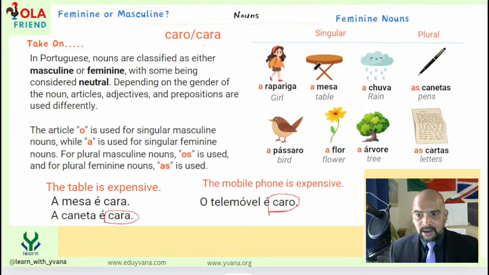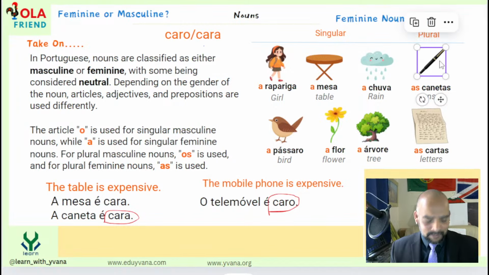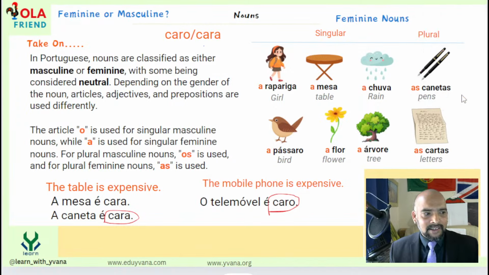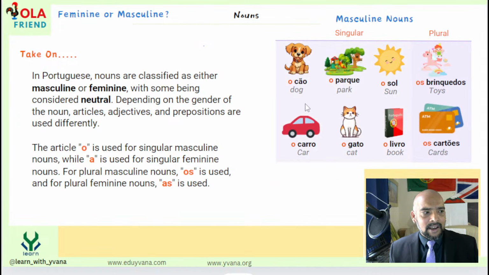Okay, so these are the feminine nouns. For example, you can say a rapariga, a mesa, a cadeira, and in plural it's as canetas. Must be two pens here, right? I have just put one. Now it is cool. As canetas, pens, as cartas, letters, a árvore, tree, a flor, flower, a pássaro, bird, right? And if I go to the masculine words, it is o cão, o parque, o sol means the sun, os brinquedos, the toys, os cartões, cards, o livro, book, o gato, cat, and o carro, car.